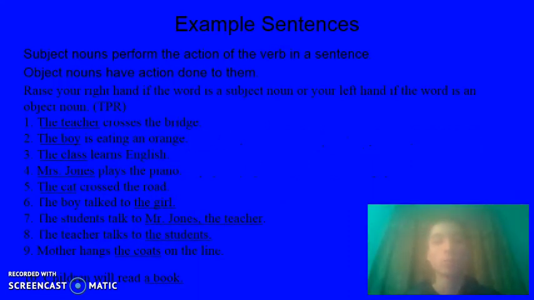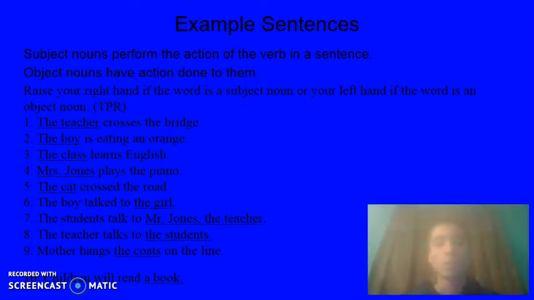Subject nouns perform the action of the verb in a sentence. Object nouns have action done to them. As you can see in the first sentence, the teacher crosses the bridge. The subject is the teacher, and the bridge is the object, because the teacher is crossing the bridge, and the bridge has action done to it.